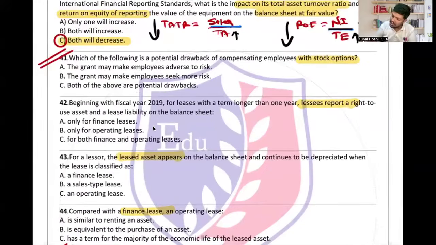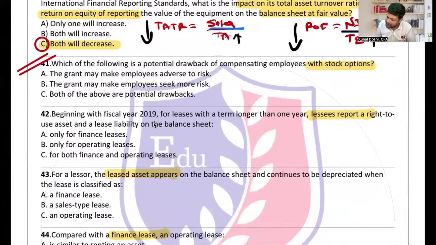Which of the following is a potential drawback of compensating employees with stock options? Guys, when you give employees stock options, they might either take too much risk out of greed to get more valuation, or they may become too conservative if the majority of their wealth is locked in shares. So they might become too risk averse or too risk seeking. So which of the following is a potential drawback, everyone? The grant may make employees averse to risk, or may seek more risk, or both. Which one, guys? Yes, probably both are possible, right? Clear?